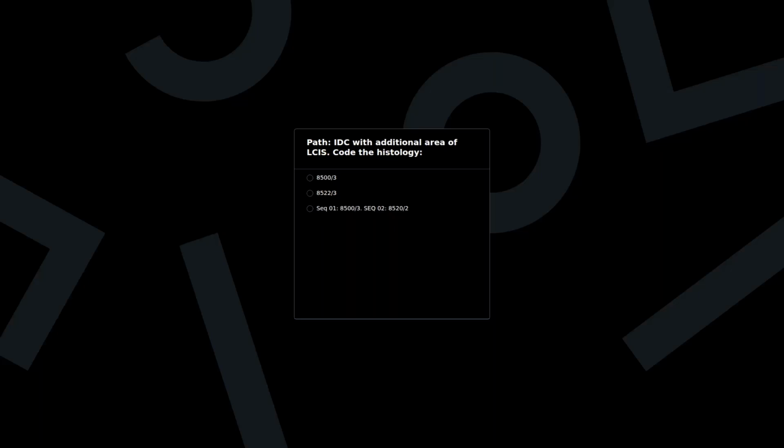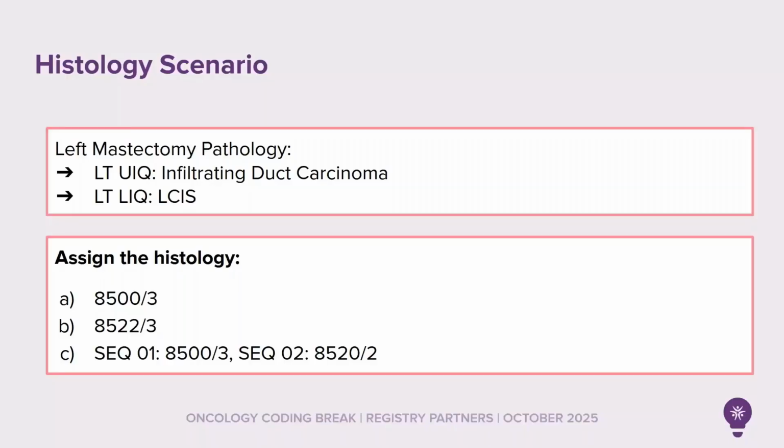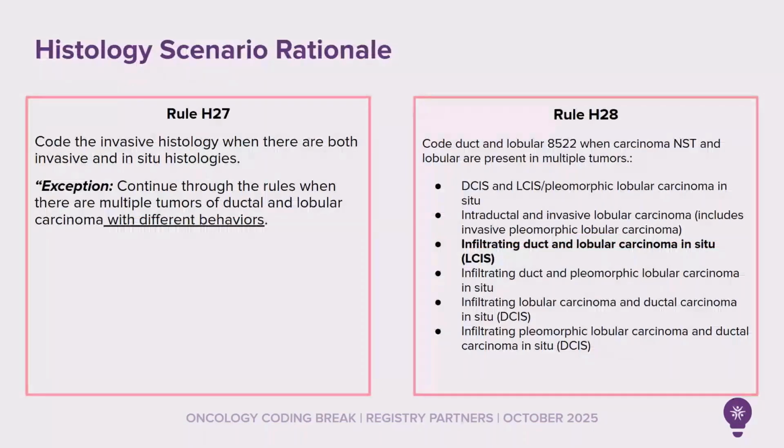Okay, it looks like voting has slowed down. So 46% say 8500, 40% say 8522/3, and 13% are going with two primaries. Okay. The answer for this question is B, 8522/3.